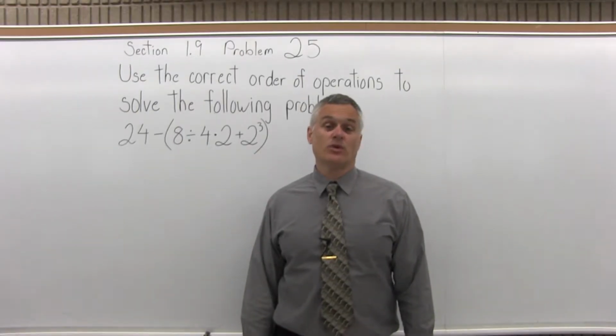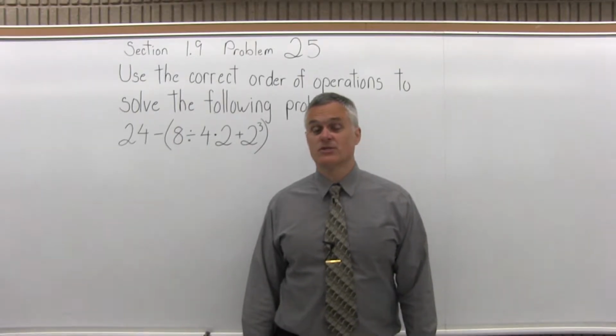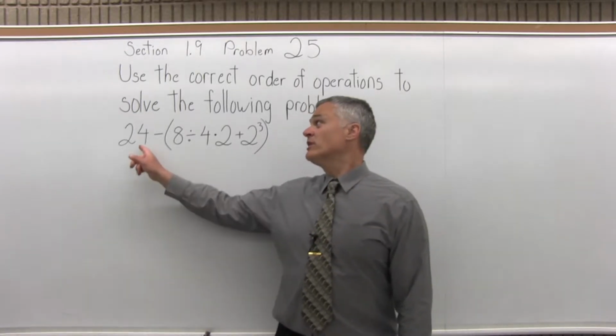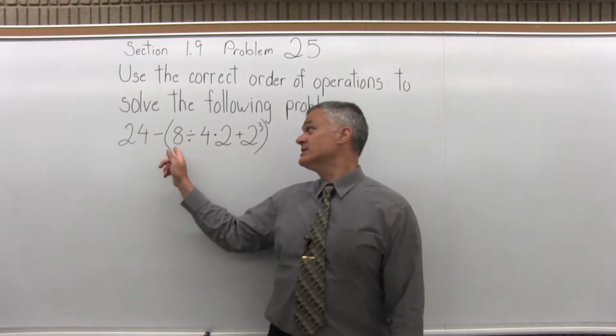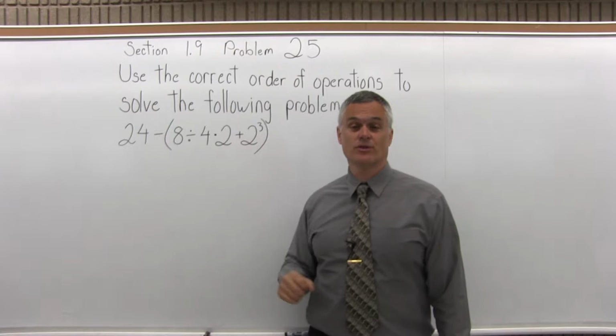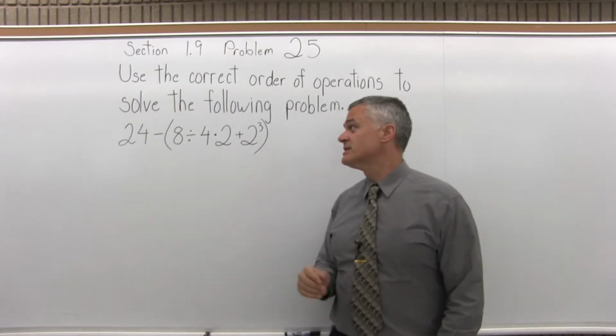This is Section 1.9, Problem 25. It says use the correct order of operations to solve the following problem. And we have 24 minus, in parentheses, 8 divided by 4 times 2 plus 2 to the third. So now there are a lot of operations in this problem.